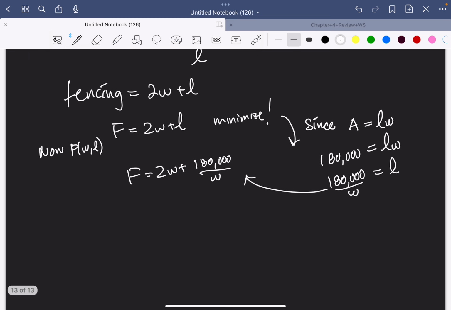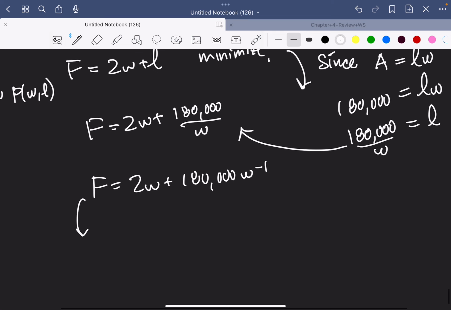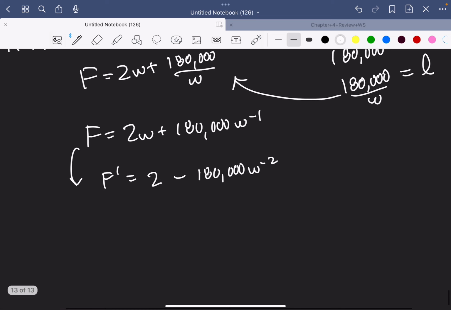So if we have this, then what happens? Then F is equal to 2W plus 180,000 W to the negative 1, right? So if I take my derivative, I get 2 minus 180,000 W to the negative second. So really what you have now is 2 minus 180,000 over W squared.